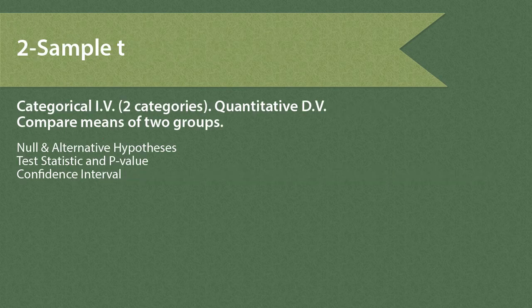Next, we're going to look at the two sample t procedures for comparing population means. We're going to learn how to identify the correct independent variable and dependent variable to use for a two-sample t-test. Once we do that, we'll be able to look at the null and alternative hypotheses, how to interpret the test statistic and the p-value, as well as use of the confidence interval.